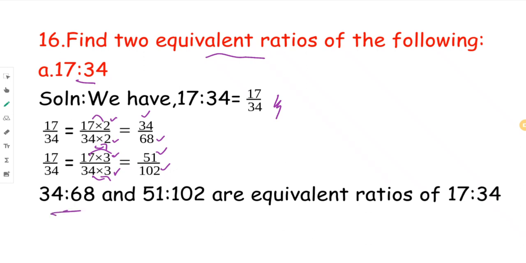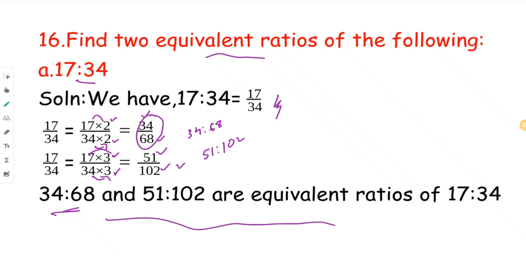Therefore this 34 by 68 can be written as what? 34 is to 68. Same thing for this, I can write it as 51 is to 102. So these two are the equivalent ratios, clear? So let's do one more.